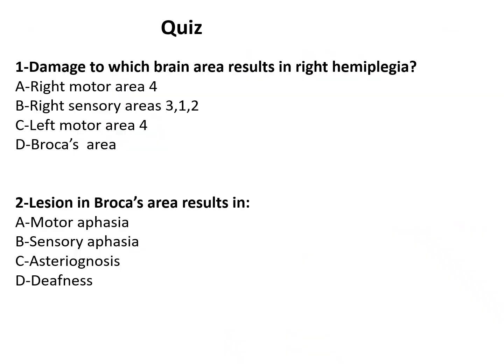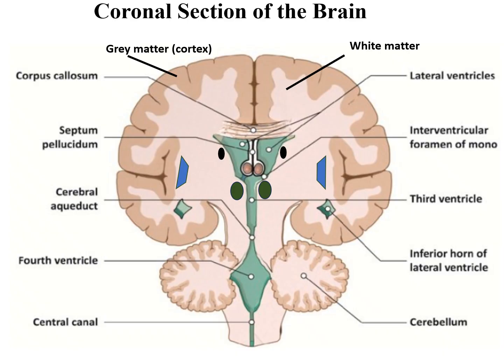Here is a question you can answer by yourself. So the next part will be related to the brain fibers. Again, here is a coronal section. Here is the right cerebral hemisphere, here is the left one. Here is the gray matter, and there is white matter. Here is the lateral surface, and here is the medial surface.